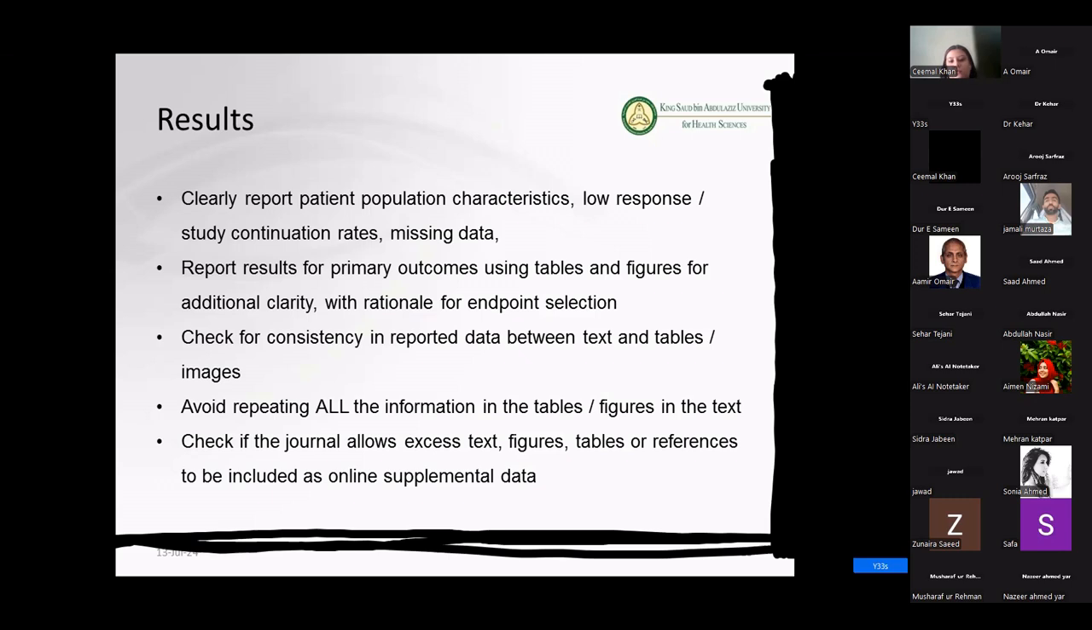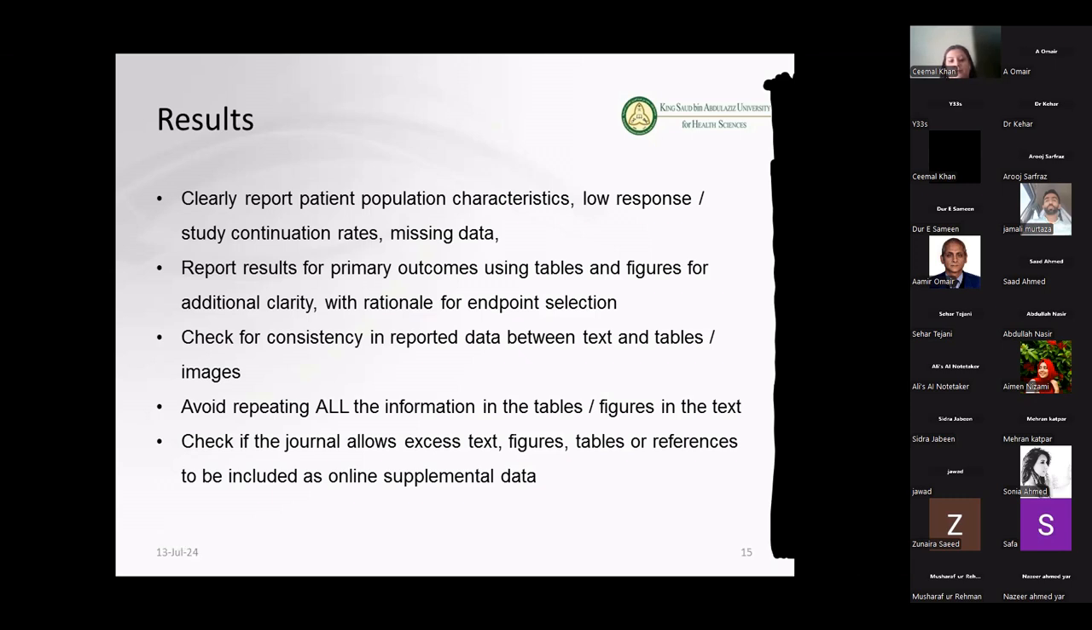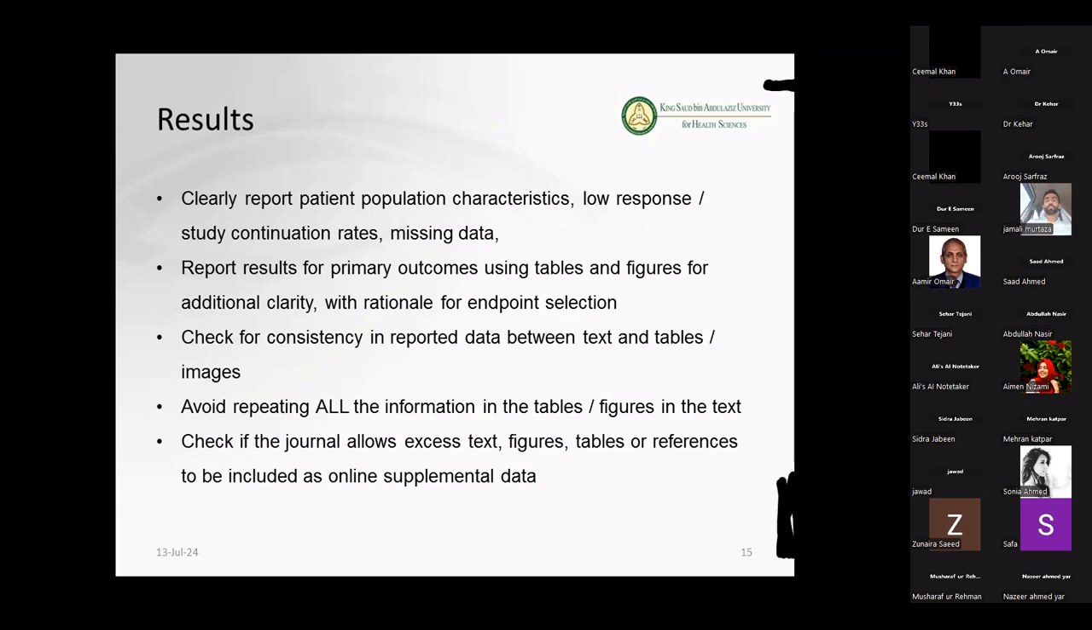Within that, if you have excess, especially with the online journals, they have an online supplemental data section, so you can put them in as additional. Don't try to stuff everything into the results section. Keep the relevant part, especially those that were related to the main aim and objectives of the study.